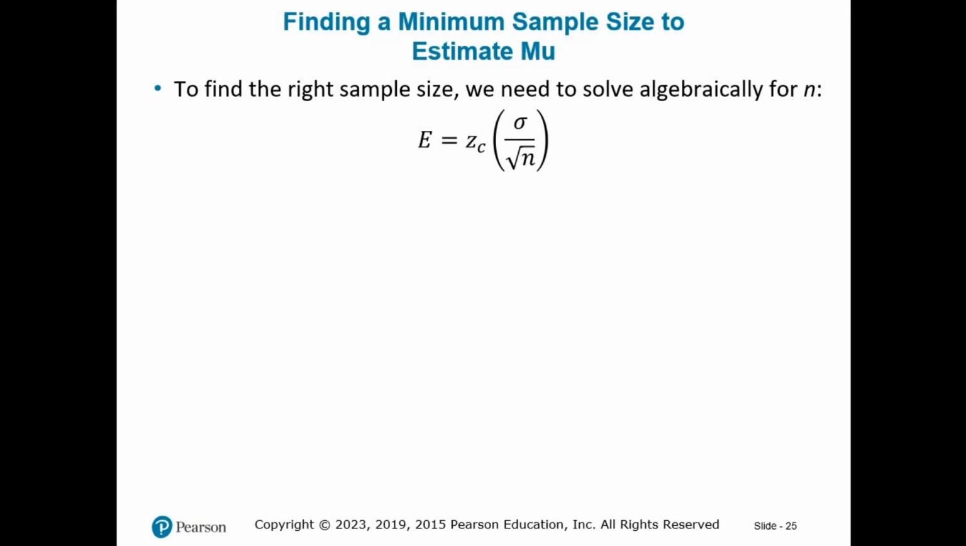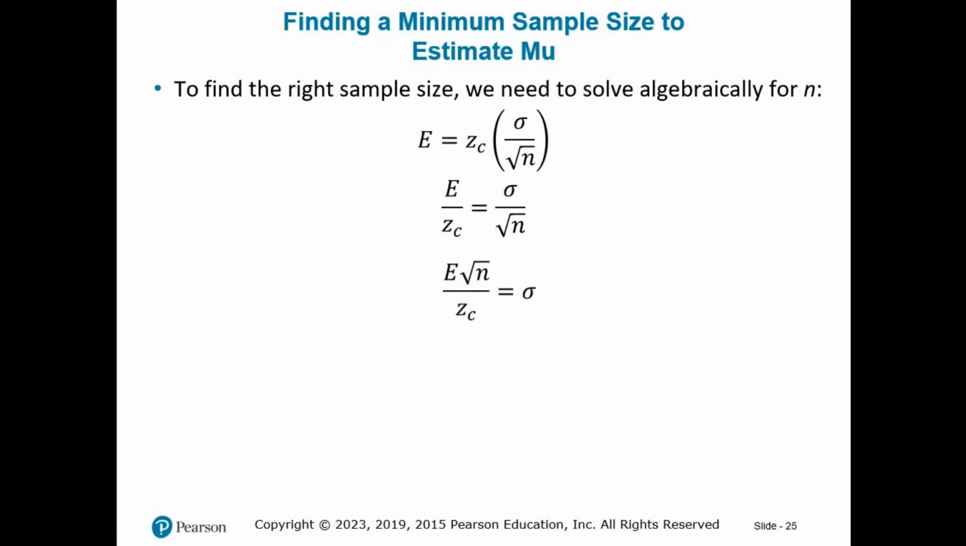So here's our original formula. E equals z sub c times population standard deviation over square root of sample size. The first thing I see, and honestly you could do this lots of different ways, so if you see a faster way, by all means do that, is to divide through by z sub c. Now we want to eventually isolate n, so I'd say we need to get it in the numerator. So let's do that now by multiplying through by square root of n.